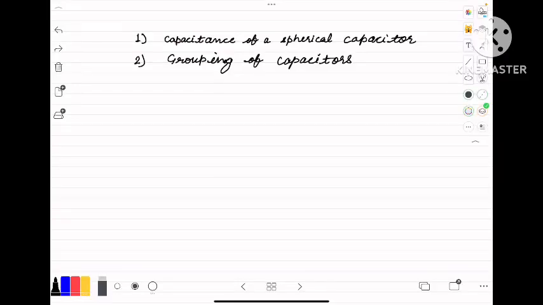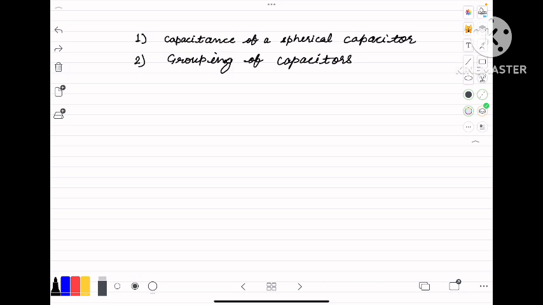Learn, grow, and succeed. Today is lecture 3 for class 12 physics. So let's get started and look at the topics for today. The first topic is capacitance of a spherical capacitor, and the second topic for today is grouping of capacitors.